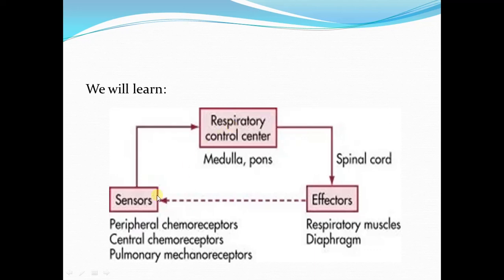In today's lecture, we are going to talk about the inputs to the respiratory center. There are different types of inputs, a large variety of inputs to the respiratory center. We are going to see the different factors that can modify the respiratory activity, and we will focus our discussion on the peripheral and the central chemoreceptors in today's lecture.